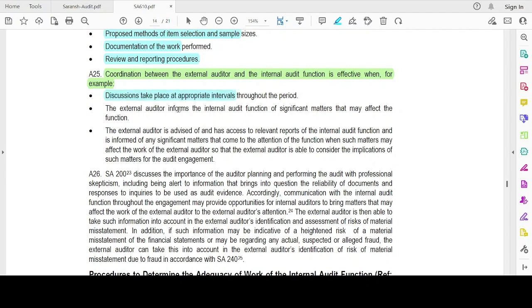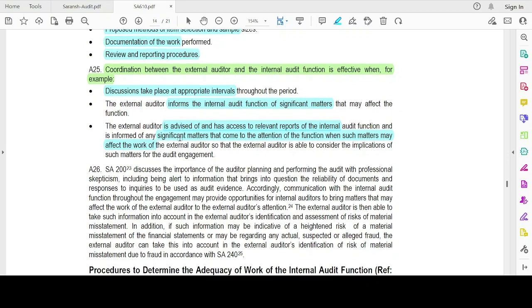External audit informs the internal audit function of significant matters that may affect it. Then, the external auditor is advised of and has access to the relevant reports of the internal audit function and is informed of any significant matters that come to the attention of the function when such matters affect the work of the external auditor, so that the external auditor is able to consider the implications of such matters for the audit engagement.